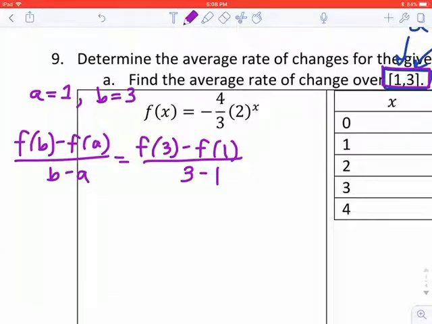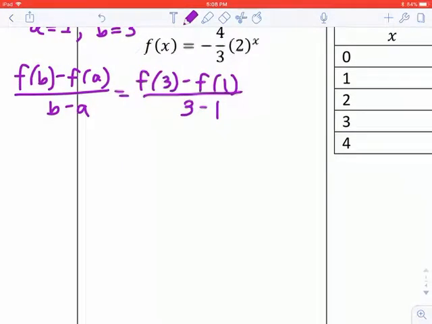Now the part that's the easiest to calculate here is the denominator, because I can do 3 minus 1 fairly easily in my head. The part that I have to do a little bit of calculations is the f of 3 and the f of 1. Alright, so remember, if you have f of 3, that means you're plugging 3 into your function.